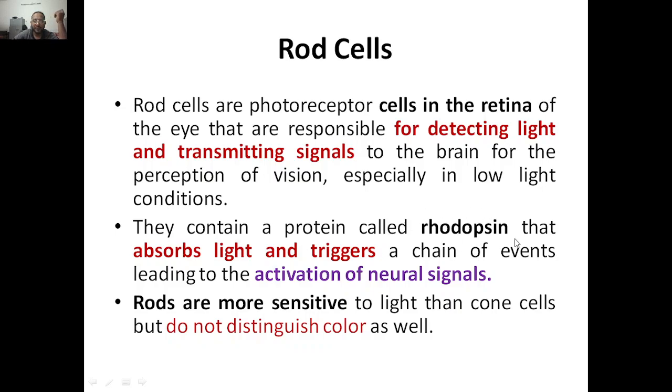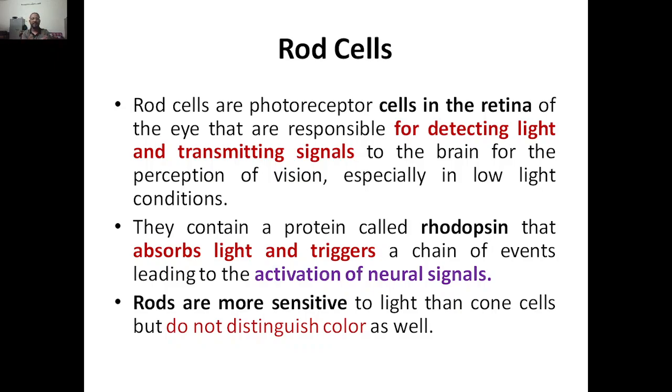This protein is responsible for the absorption of light and triggers a chain of events which leads to the activation of neural signals. That means rhodopsin is responsible for the reception of light. It receives the light and then triggers a chain of events. Because of this chain of events, the activation of neural signals takes place.